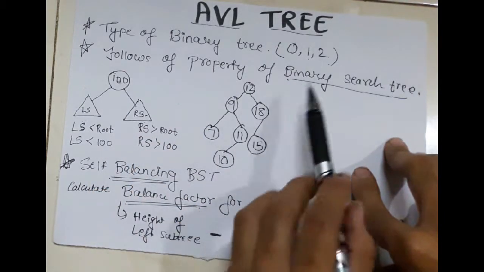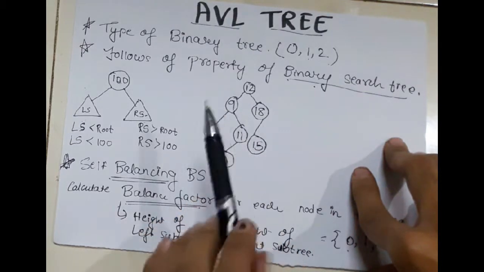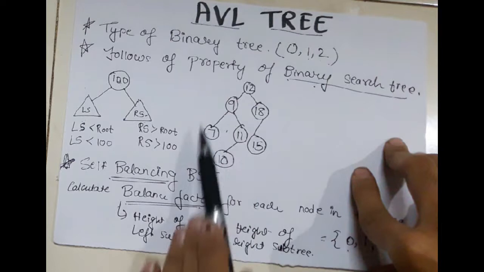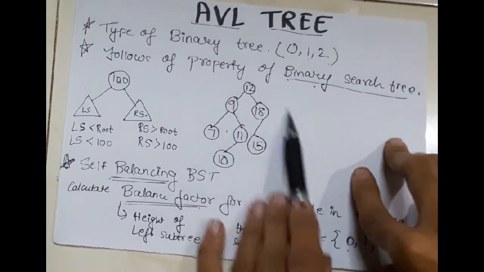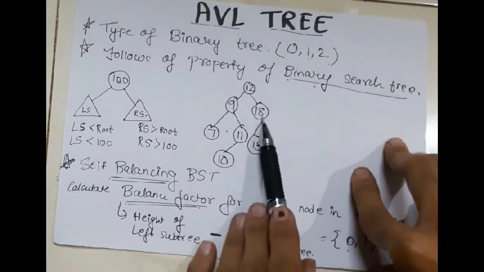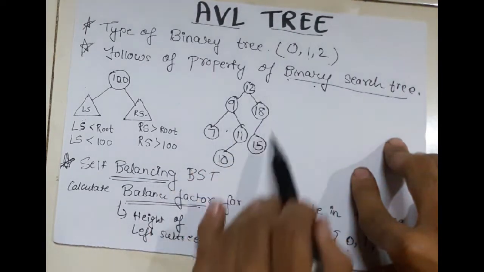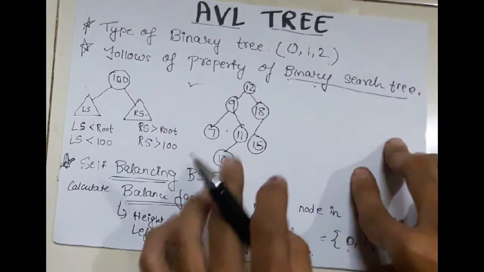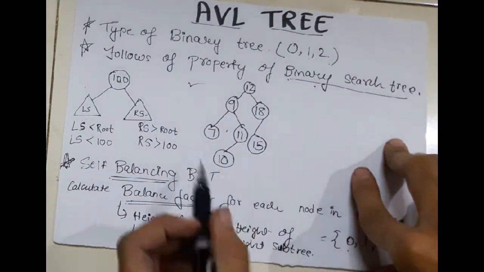So first we'll check whether it is a binary search tree. So see, the nodes in the left subtree have values less than 12. 9, 11, 7, 10. These values are less than 12, right? The nodes in the right subtree have values greater than 12. 18, 15 are greater than 12. Yes. So this tree is a binary search tree. Means this tree follows the property of binary search tree. Now what we'll do? We'll calculate balance factor for each node.